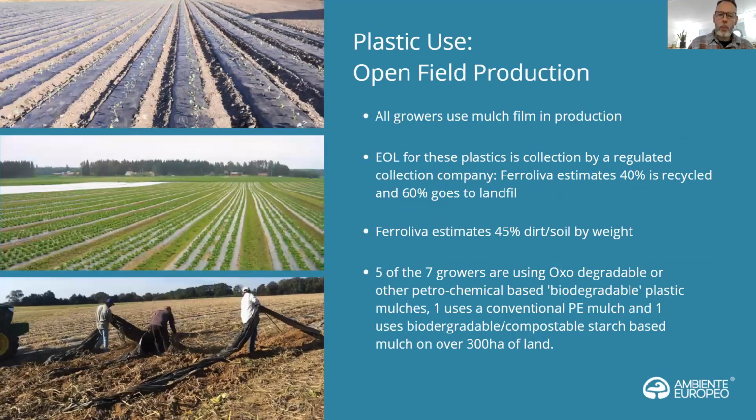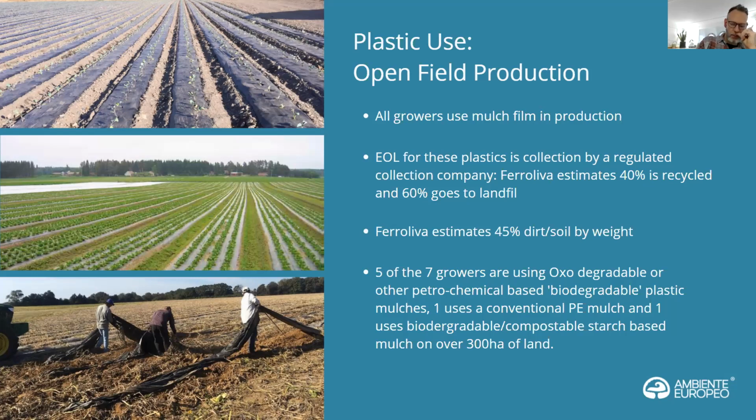The open field production, which is, again, as Richard touched on with the mulch film, everyone is using this mulch film. This is basically essential to growing produce in that area of the world. And it comes with quite a lot of drawbacks. As you can see here, Ferroliva estimates only 40% is recycled, the rest going to landfill, largely because it's full of dirt, and even that which does go to recycling is costly, quite likely more costly than it's worth, because it's covered in dirt, has to be repeatedly washed and then dried before it can be recycled. It also contaminates other recycling streams.